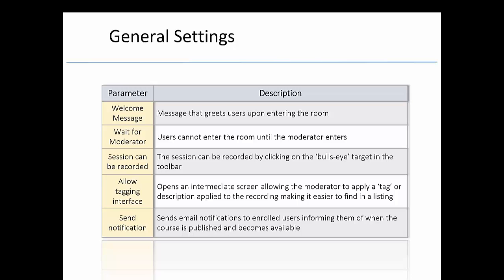Allowing a tagging interface opens an intermediate screen, allowing the moderator to apply a tag or a description that's applied to the name of the recording. The system by default will use the name of the CBSI-Connect room and a date and time stamp to name the file that's made for the recording. If you have multiple recordings with similar names, it may be difficult to identify one from the other. Allowing a tagging interface makes it easier to find a specific recording in a larger listing.